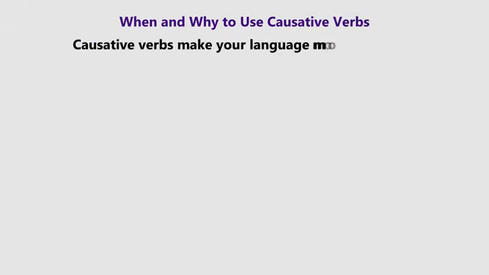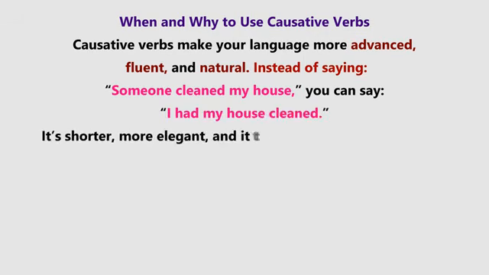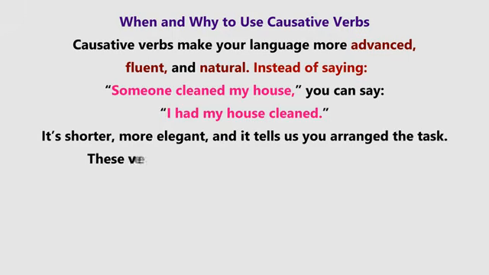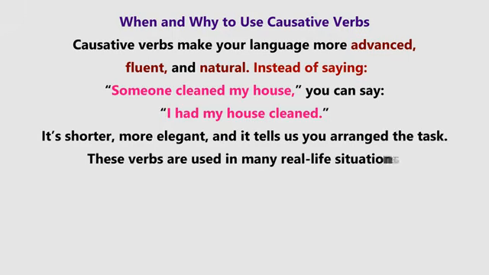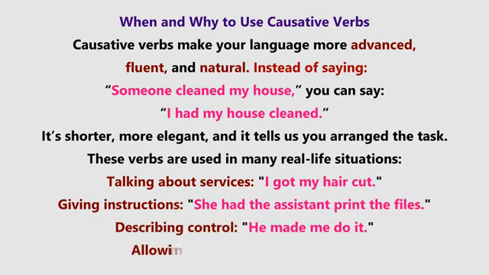When and why to use causative verbs. Causative verbs make your language more advanced, fluent, and natural. Instead of saying, someone cleaned my house, you can say, I had my house cleaned. It's shorter, more elegant, and it tells us you arranged the task. These verbs are used in many real-life situations. Talking about services: I got my hair cut. Giving instructions: she had the assistant print the files. Describing control: he made me do it. Allowing actions: I let him speak.